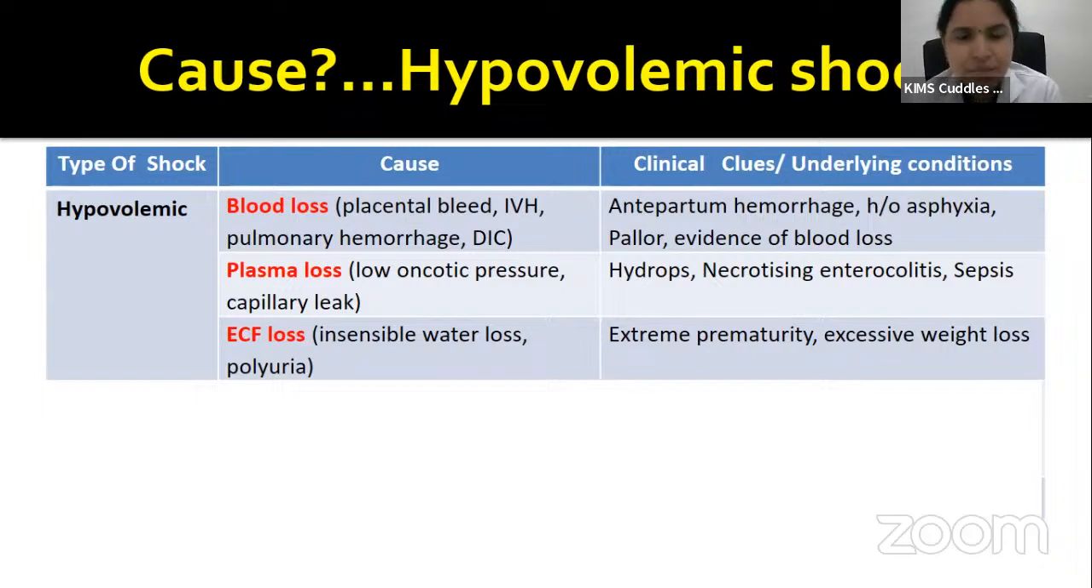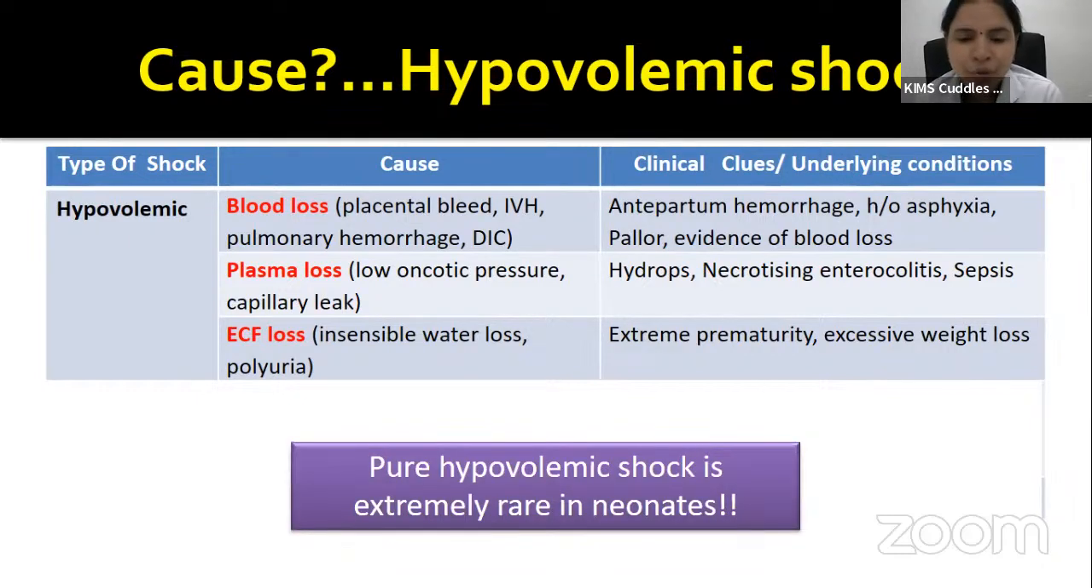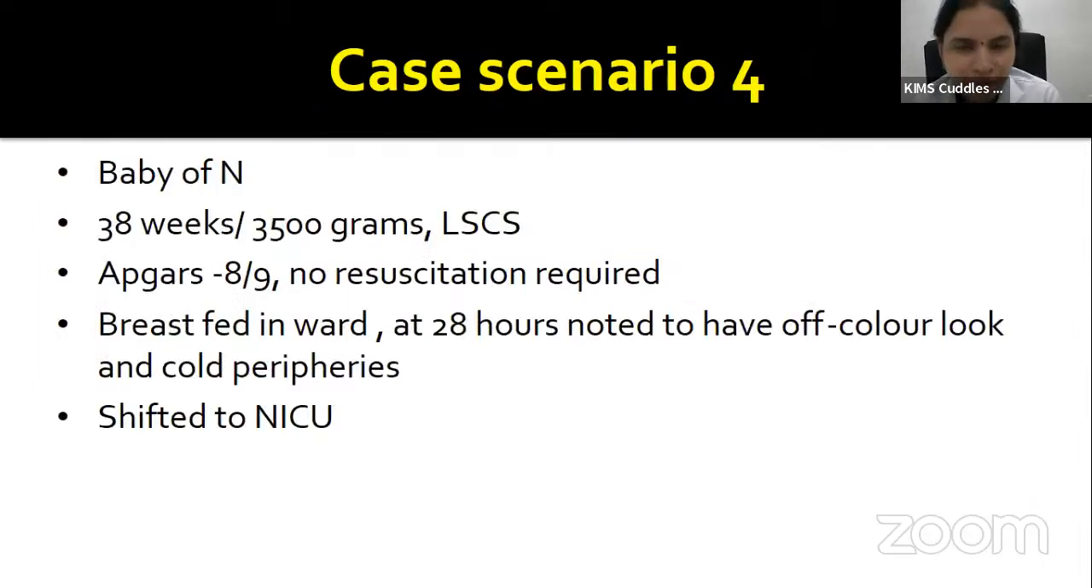ECF loss occurs in extremely preterm newborns with unprotected skin, or insensible water loss, when they are managed in a non-humidified environment like a radiant warmer, particularly if plastic or polythene wraps are not being used. Then there can be excessive insensible water losses, particularly if things like phototherapy are also used, and this can lead to excessive ECF loss and hypovolemia. However, pure hypovolemic shock, as we discussed, is extremely rare in newborns.